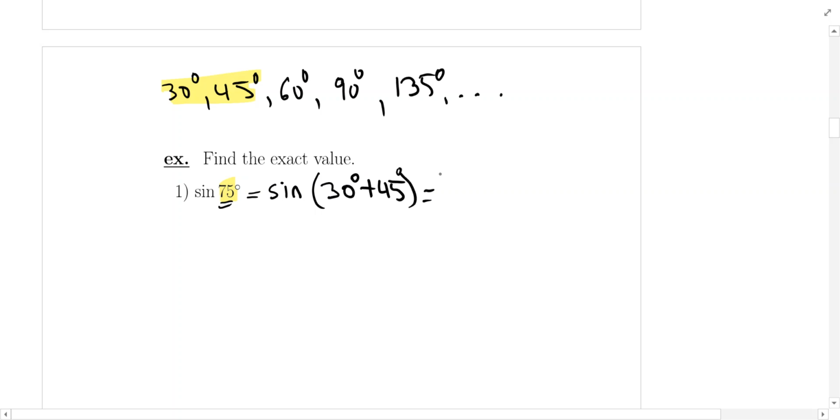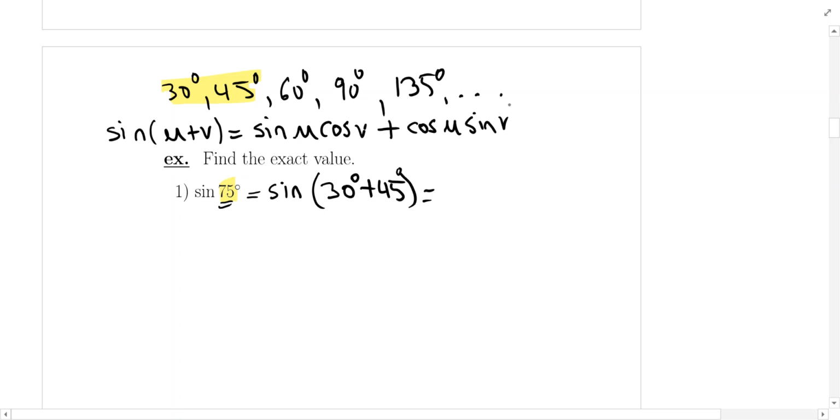Now I look at my formula, which is the formula that I'm going to use. It's the formula sine of u plus v. So I need to use sine of u plus v, and just look at the formula. This was sine of u cosine v, and this was the one that kept the sign, the plus, and then cosine of u sine of v. So if you remember this formula, then this problem is going to turn into: my u is 30 degrees, and this is my v.